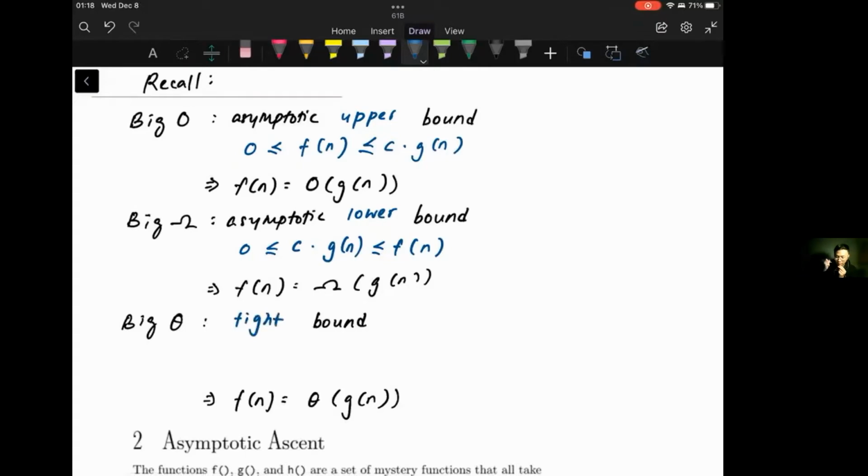By tight bound, it means that function f is both big O of g and big Omega of g. This means that it is both upper bounded and lower bounded by a function g.